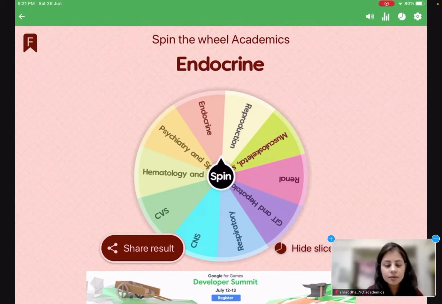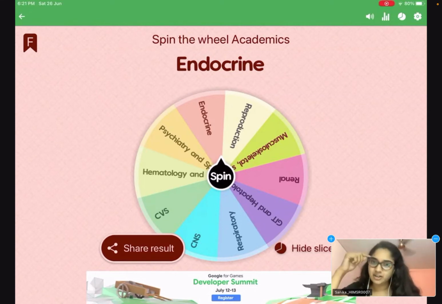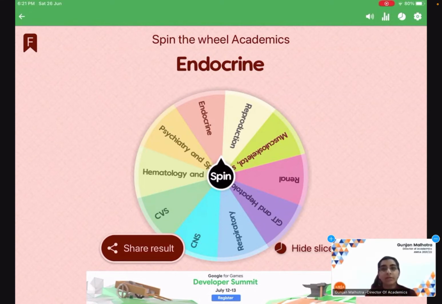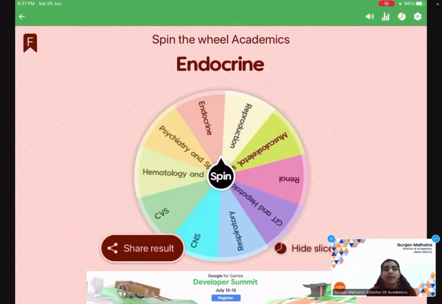Your timer has started. I'm sorry, but the question was which of the following is correct, right, or is incorrect? Yes. Which of the following is true of Wilson's disease? I think it is early diagnosis is crucial because effective therapy is available. It is correct. Great job, Sanika. You get a plus 20.